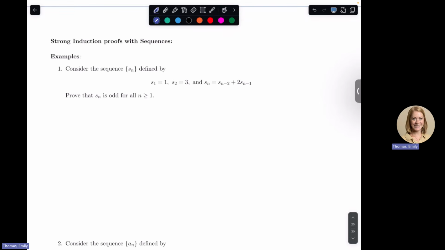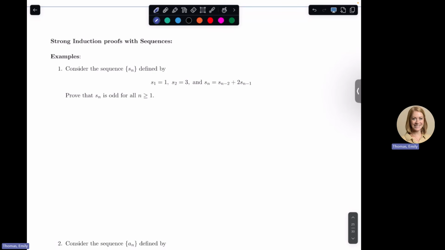Okay, the sequence here we have S sub n is defined by S sub 1 is 1, S sub 2 is 3, S sub n is S sub n minus 2 plus 2 times S sub n minus 1. Okay, so this is a recursively defined sequence. It depends on the two previous terms. That's why we start by being given 2. What we are going to do is prove that S sub n is odd for all n bigger than 1.